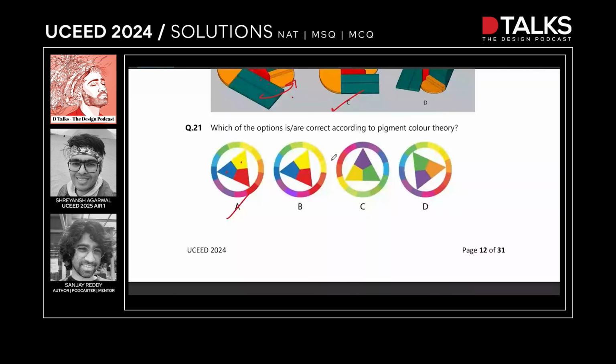This is fine. So what's the difference between this and this? So there's no orange in B. That's why B is wrong. C uses yellow as well as green. So yellow is the primary color while green and purple are secondary colors. So C is also wrong. D uses all three secondary colors, the orange, green, and violet.